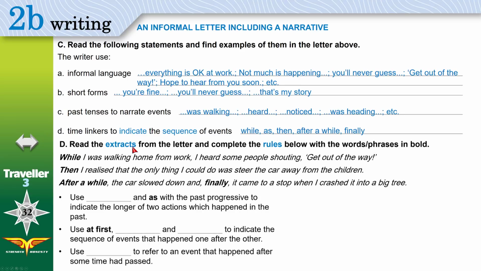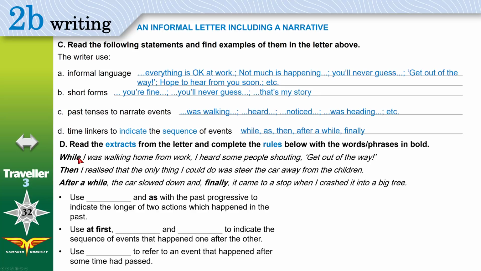D. Read the extracts. An extract is a small thing taken from a bigger thing. From the letter and complete the rules, the grammatical rules. A rule is something you should follow. Complete the rules below with the words and phrases in bold. Use while, then, after a while, and finally to fill in these blanks. Use while and as with the past progressive.